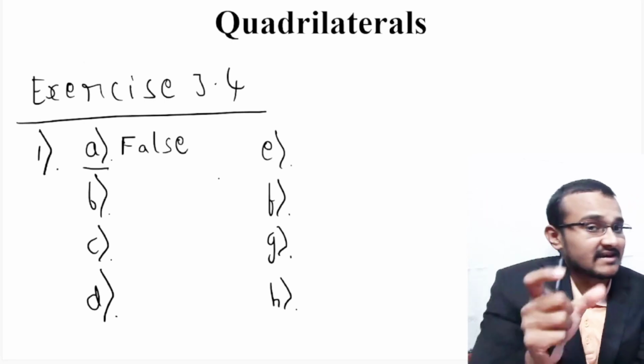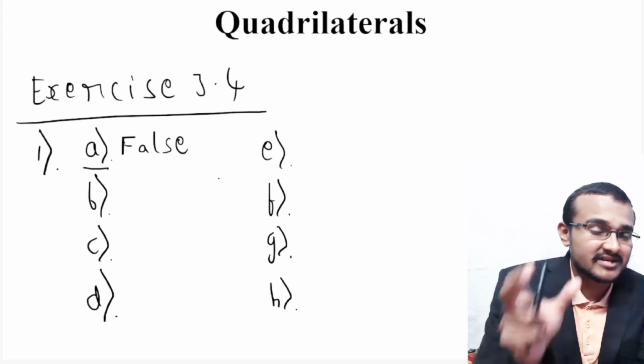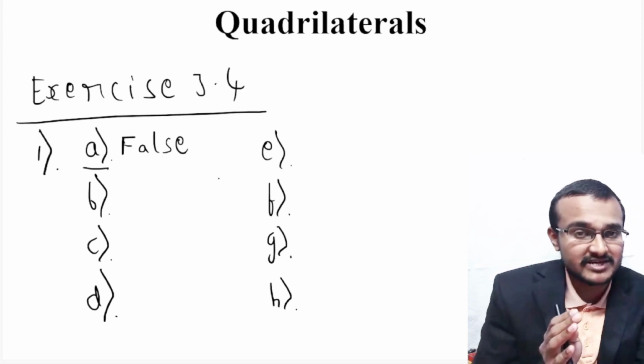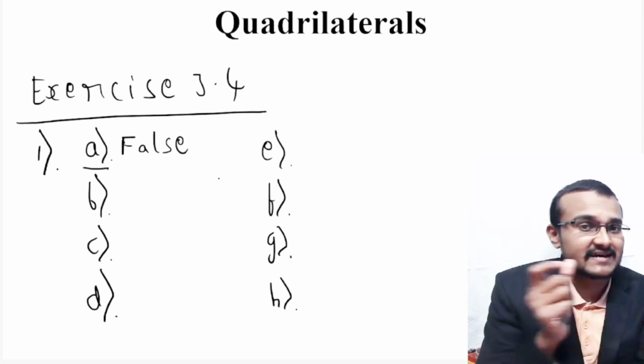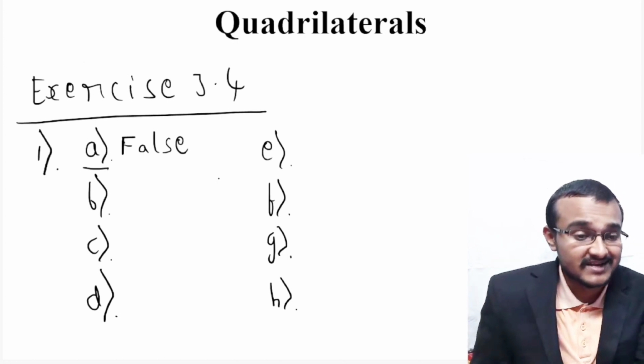But a square can be a rectangle. In a rectangle, only opposite sides are equal. But in squares, all sides should be equal. So all the time rectangles cannot be a square. So false is the answer for this particular A question.